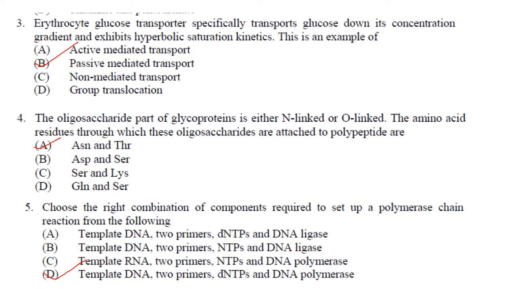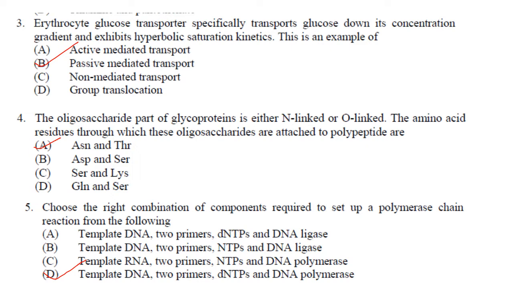Erythrocyte glucose transporter specifically transports glucose down its concentration gradient and exhibits hyperbolic saturation kinetics. This is an example of option A, active mediated transport, B, passive mediated transport, C, non-mediated transport, D, glucose translocation. Answer is option B, passive mediated transport.